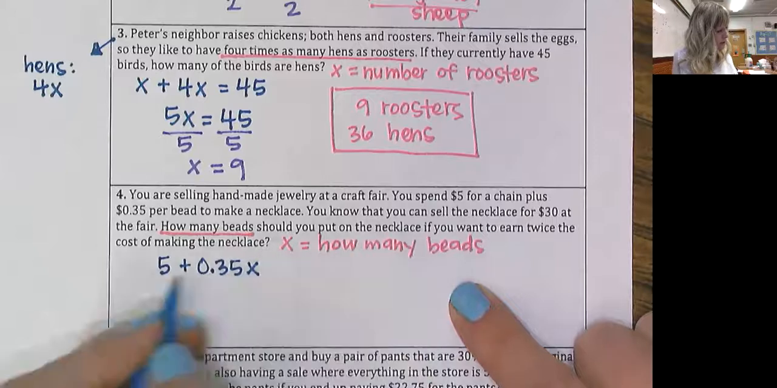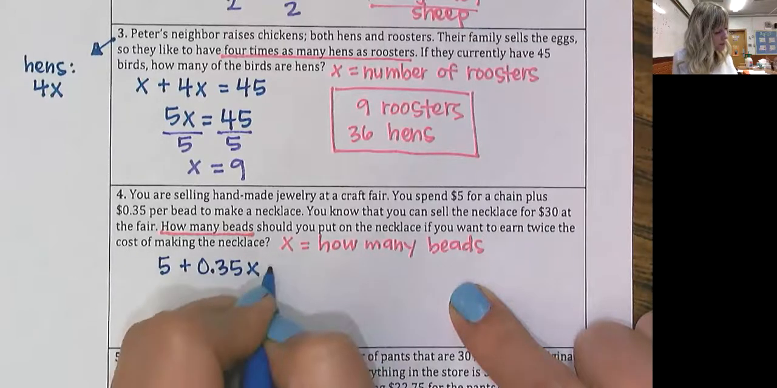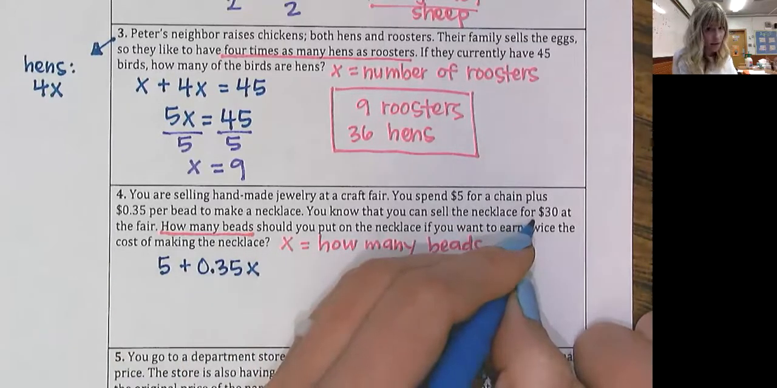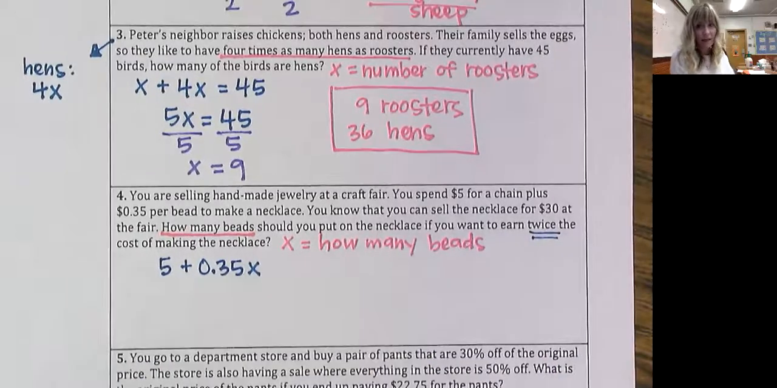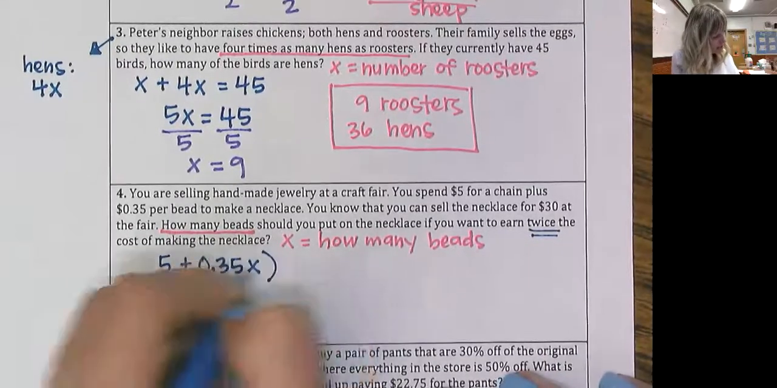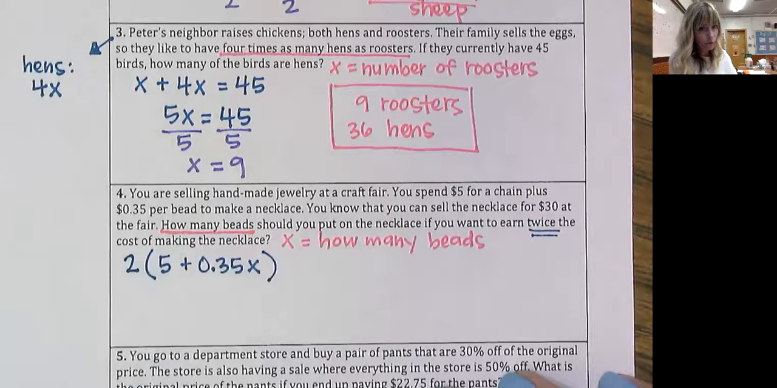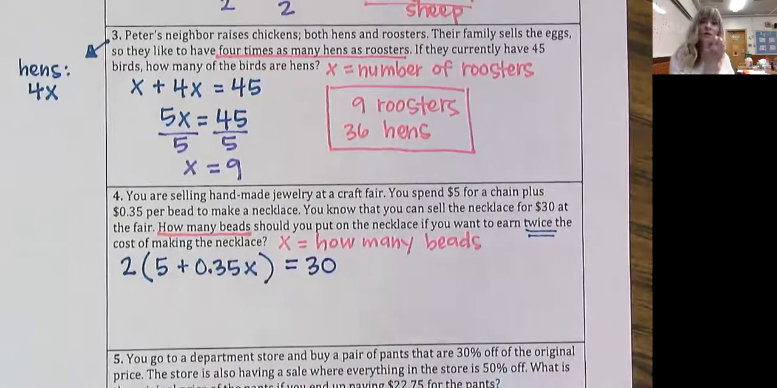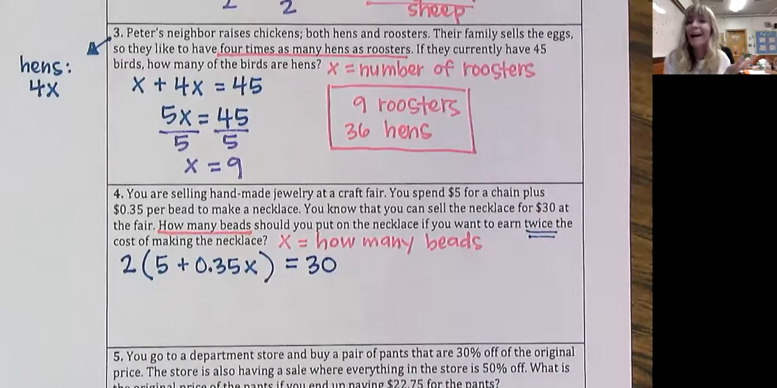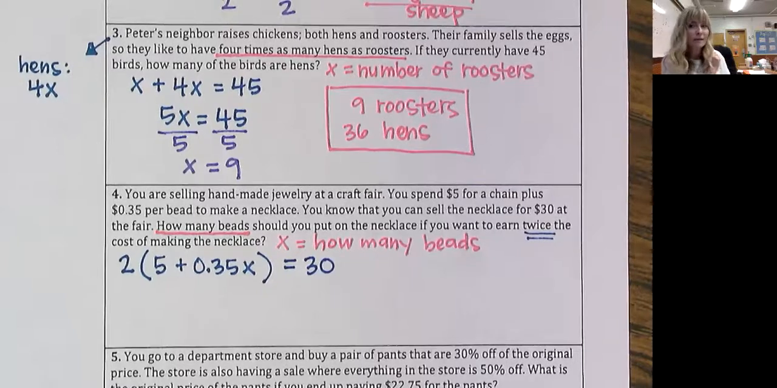I know I can earn $30 for this, but I also know that I want that $30 to be twice the cost of making it. So I'm going to take all of this and times by 2 before I set that equal to $30. Another option is you could absolutely cut the $30 in half. But for the sake of practicing distributive property, we're going to write our equation like this. And that is precisely what I need to do first.